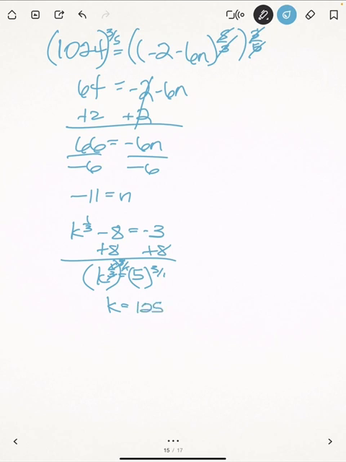All right? And so that is, again, how we solve equations with rational exponents.